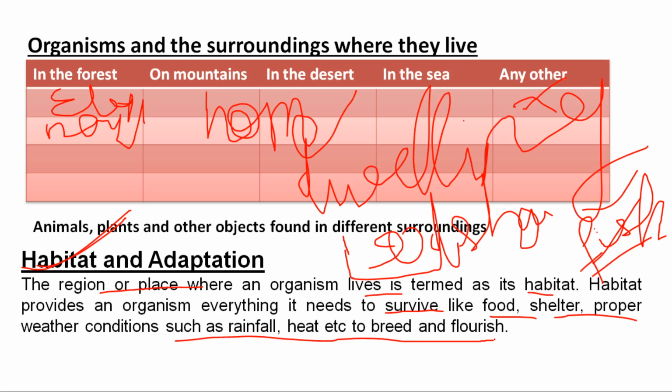To breed and flourish. So fish is living in water. The habitat of fish is water. And in water, fish can get food, shelter, proper weather like rainfall and heat to breed. Fish can breed fishes and their number also increases. So every living organism has its own habitat, so that they can stay there.